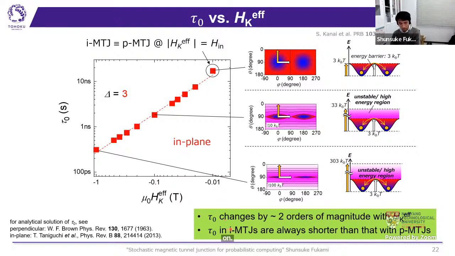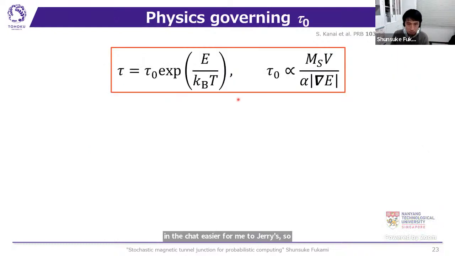So the point is that the tau zero changes by 2 orders of magnitude with the HK effective perpendicular anisotropies, and the tau zero in the in-plane MTJs is always shorter than that in the perpendicular easy axis MTJs. So this is the case of the perpendicular easy axis MTJs. And making a long story short, the physics governing the tau zero can be understood as follows.